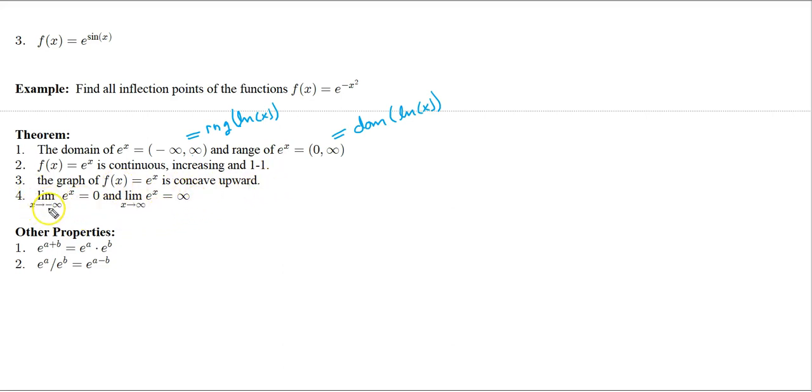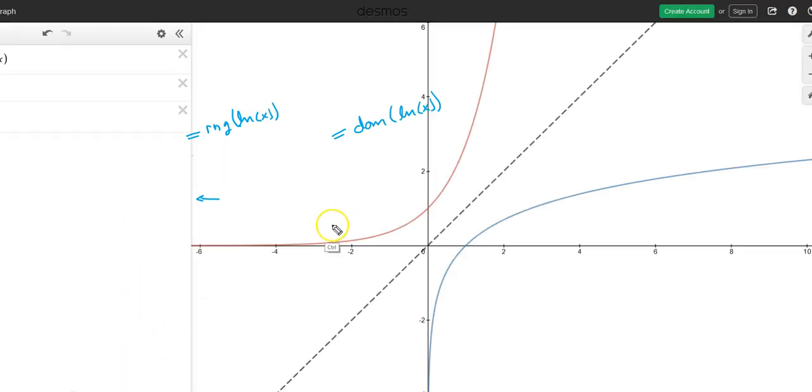The limit as x goes to -∞ of e to the x is 0, and the limit as x goes to +∞ of e to the x is +∞. Now these two we can see from the graph of the exponential function, which we had looked at previously. Let's just take a look at that graph again quickly to see why these two hold. So here's the graph of e to the x, this curve right here. And here's the graph of our natural logarithm.